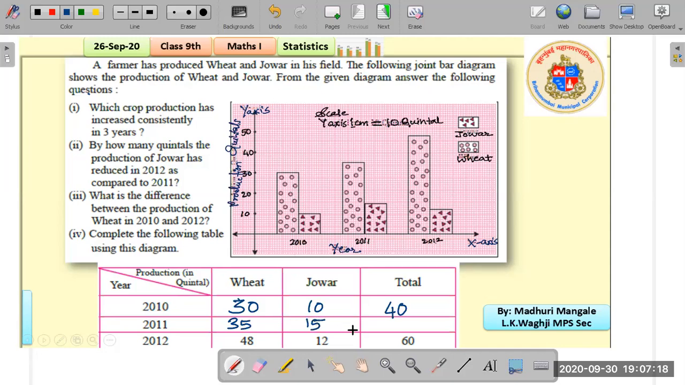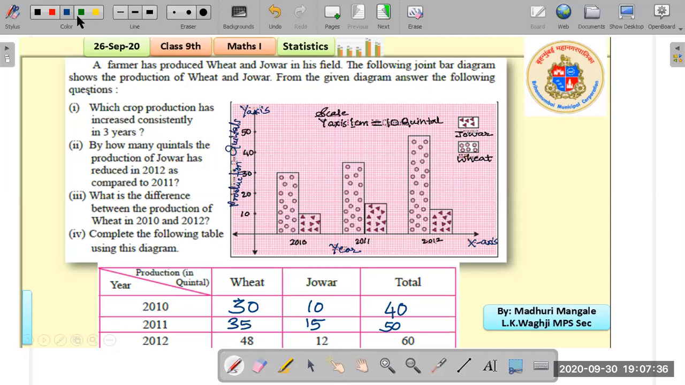And also we need to put up the total. So what will be the total? 35 plus 15, that would give us 50. Right students? So far we have got the table and now we will be answering the questions.